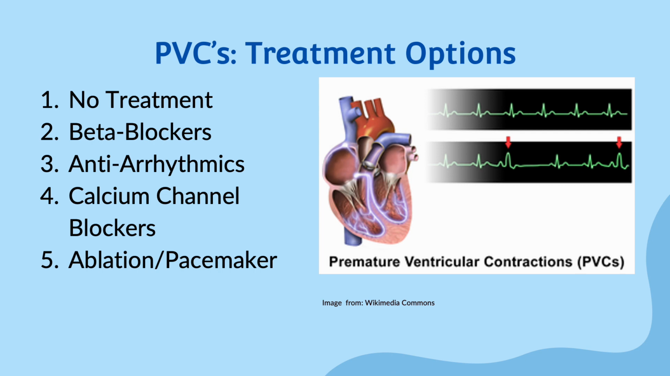When it comes to treatment and management, PVCs are usually not treated if they are occasional and are not causing any symptoms. However, if PVCs are frequent or are causing symptoms, treatment may be necessary. Options may include medications to control the heart rate, such as beta blockers, or to decrease the number of PVCs. You may consider antiarrhythmic drugs or calcium channel blockers. In severe cases, a procedure such as an ablation or a pacemaker may be necessary.